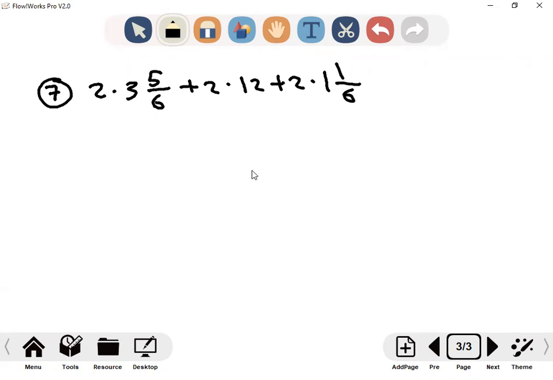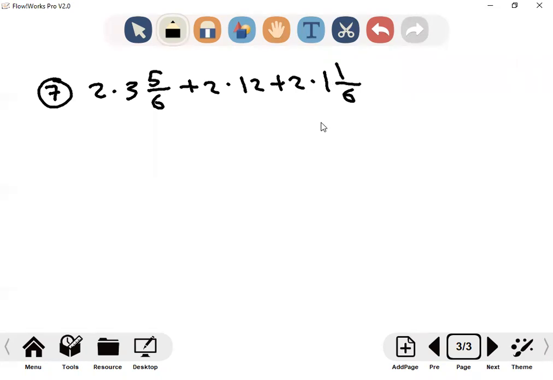Is part A valid? Can we choose part A? Why? Look here, to make it easier for you. This is 3 and 5 over 6 multiplied by what? This is a 12 multiplied by what? And 1 and 1 over 6 multiplied by what? So the 2 is distributed over the 3 numbers, right? Look at part A, distribute the 2.